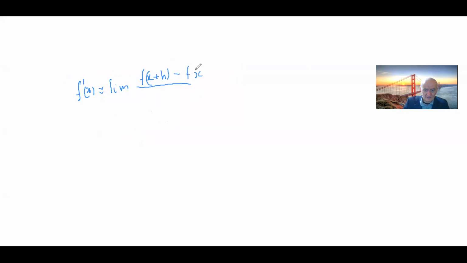minus f(x), divided by h, as h approaches 0. This limit is the derivative. Now, my question is: if I have a constant function, f(x) equals, for example, 7, or in general a constant function denoted by c, for example f(x) equals c.